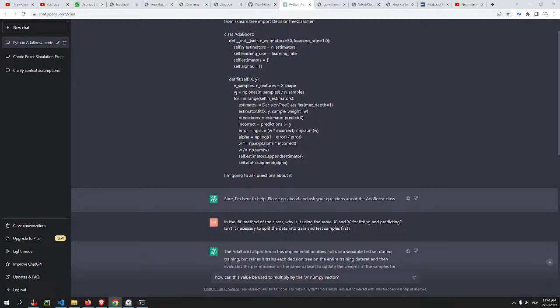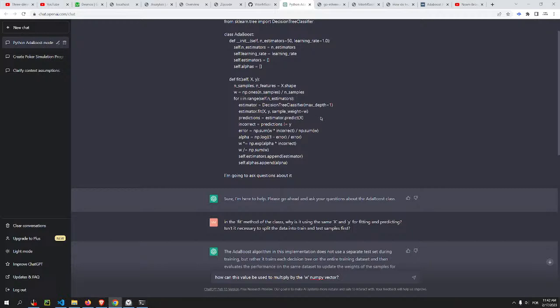The weight is a vector of ones divided by the number of samples. So it's 1 divided by the sample count. The beginning weights are all going to be equal, which is the whole thing I was explaining in the video about the 1 divided by 8, that all of them start with the same weight.